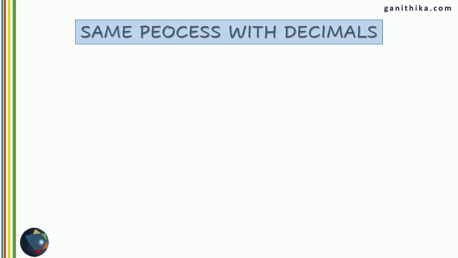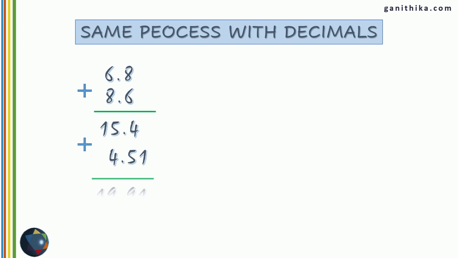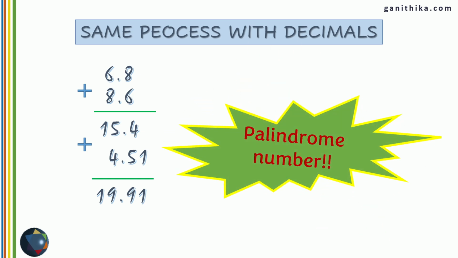Let's go for another example. 6.8, as we used 68 before, we'll use it with a decimal. 6.8 plus 8.6, 15.4. Reversing it, 4.51. Adding them, 19.91, and you got a palindrome number in 2 steps, 2 iterations. So nice, 19.91 on both sides. So decimals also give you a palindrome number after certain iterations.